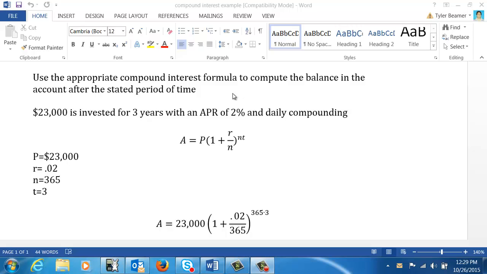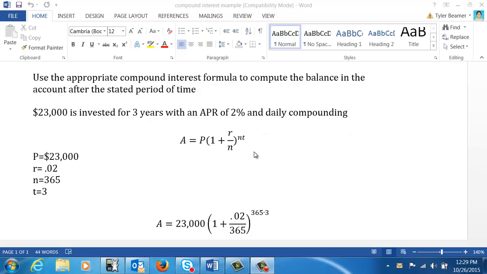Here is the problem that I got from a MyMathLab example. Use the appropriate compound interest formula to compute the balance in the account after the stated period of time. And here's the information from the problem. $23,000 is invested for 3 years with an APR, annual percentage rate, of 2% and daily compounding.